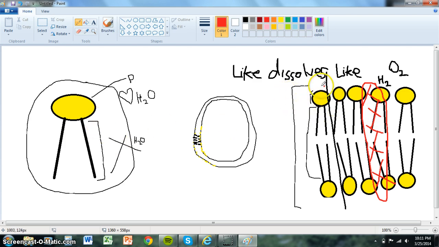So pretty much what we get out of this one is that the cell membrane is composed of phospholipids that have this hydrophilic phosphate head and hydrophobic fatty acid tails, which spontaneously form a double layer membrane when put into water.